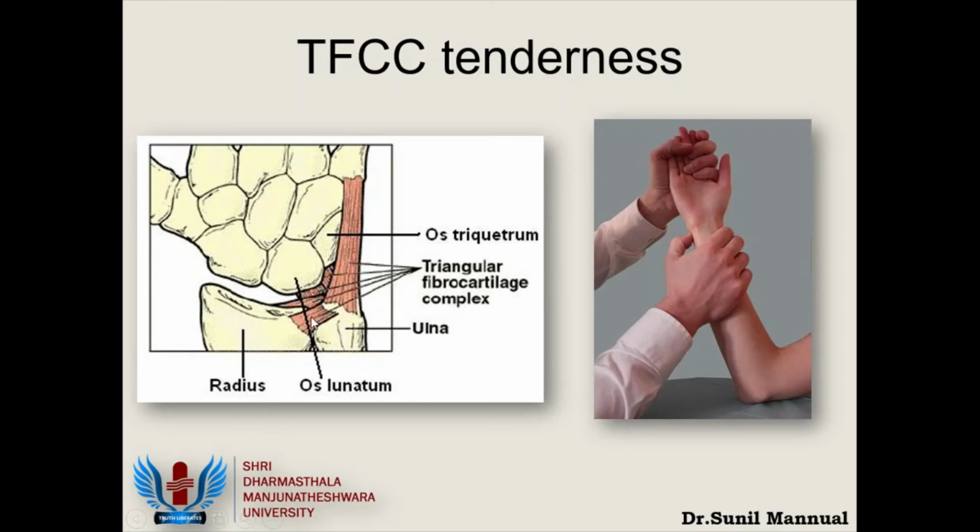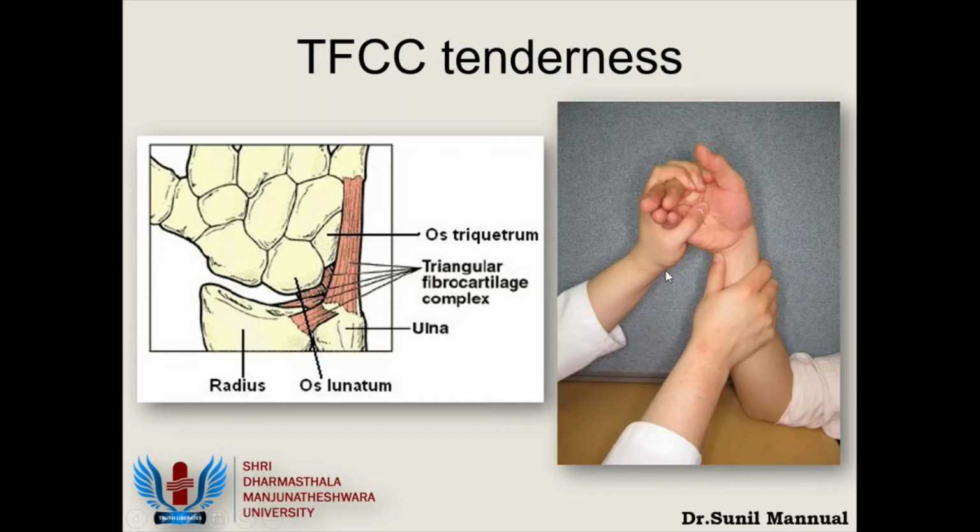So the way to palpate it is to go to the ulnar styloid. Here the examiner has gone to the ulnar styloid and, just distal to the ulnar styloid, gives a firm pressure. To exaggerate the pain, or if the patient is not painful in this position, you can exaggerate the pain by doing an ulnar deviation. This is how you elicit a triangular fibrocartilage complex TFCC tenderness.